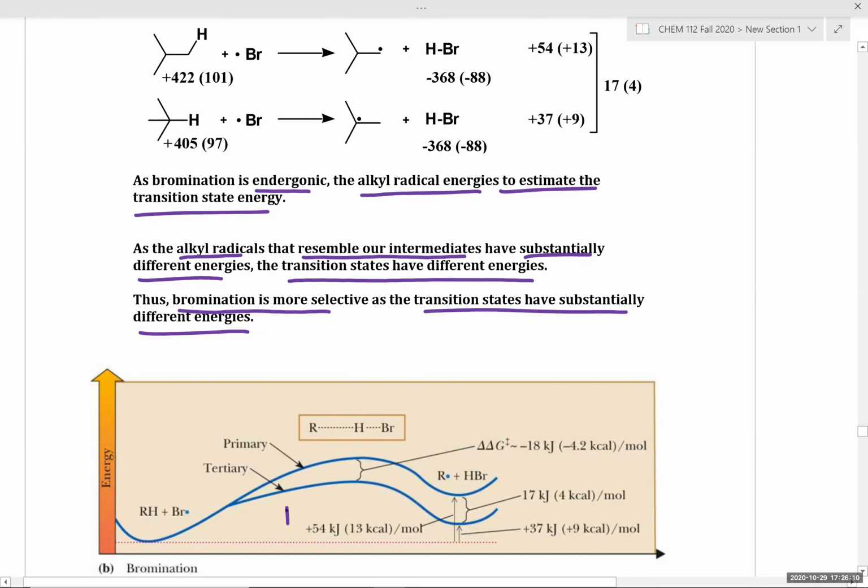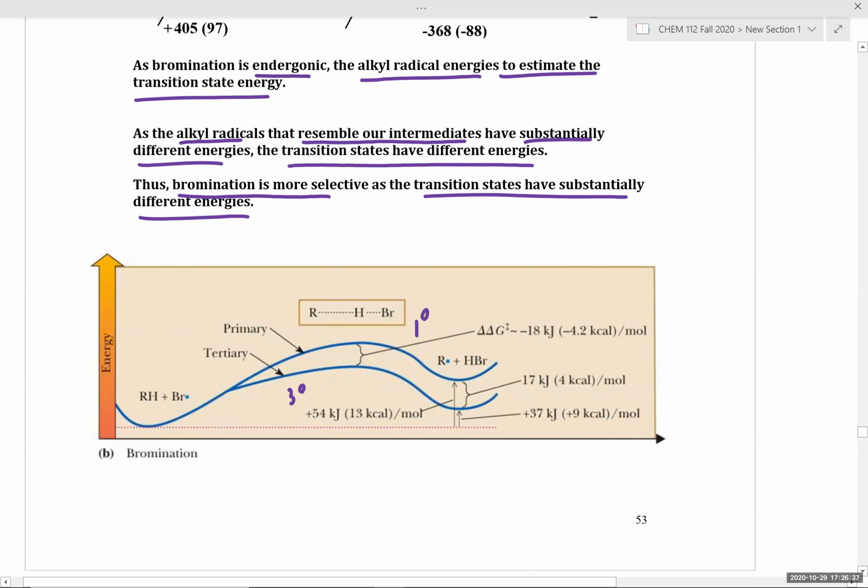So if we compare our tertiary pathway to our primary pathway, because our intermediates have a lot more radical character, the tertiary reaction pathway would have a substantially lower activation energy because the transition state resembles our tertiary radical product, and tertiary radicals are more stable than primary radicals. Does that argument make sense to everyone?